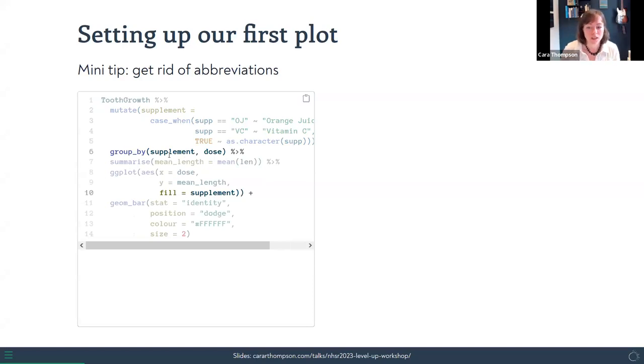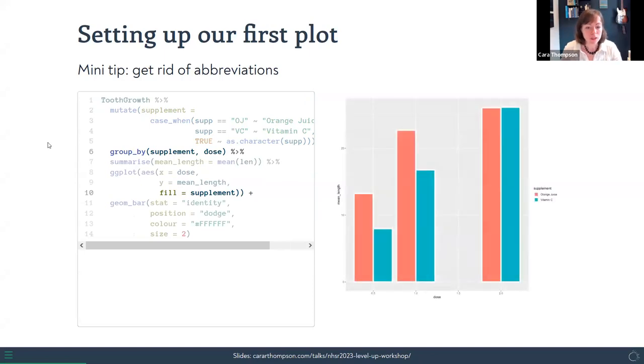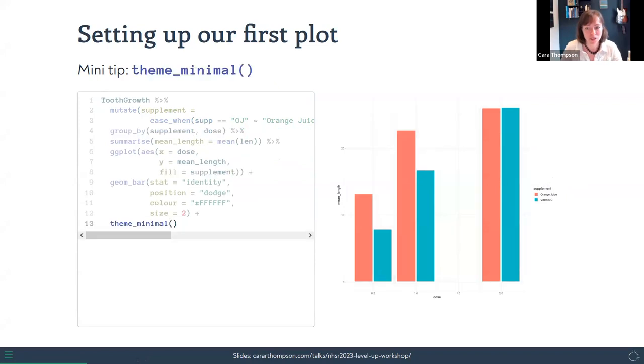We then need to just update the fact that we're grouping by supplement and no longer by SUP. And we need to create the fill so that it's supplement as well. And there we go. So all this has done is updated the legend, but it's still worth doing. It's quite small there on the slide, I appreciate, but at least we've got real words. So there we go. First mini tip, get rid of abbreviations when you're doing that.